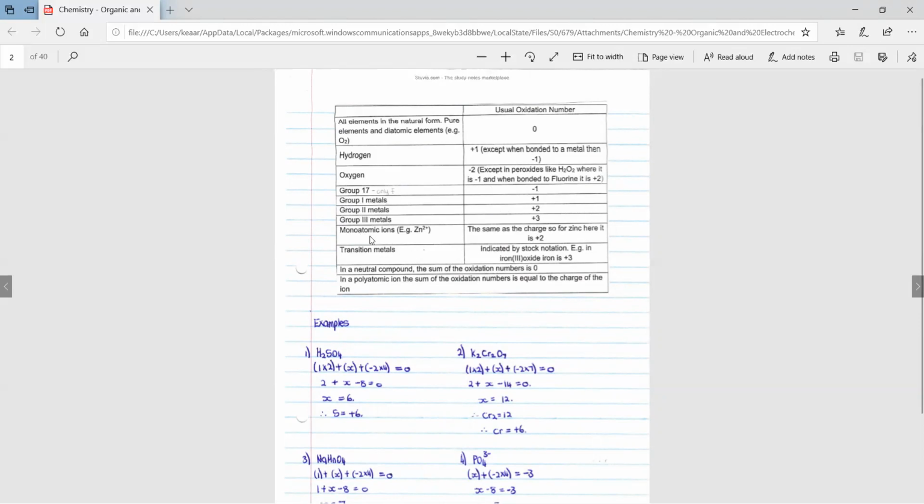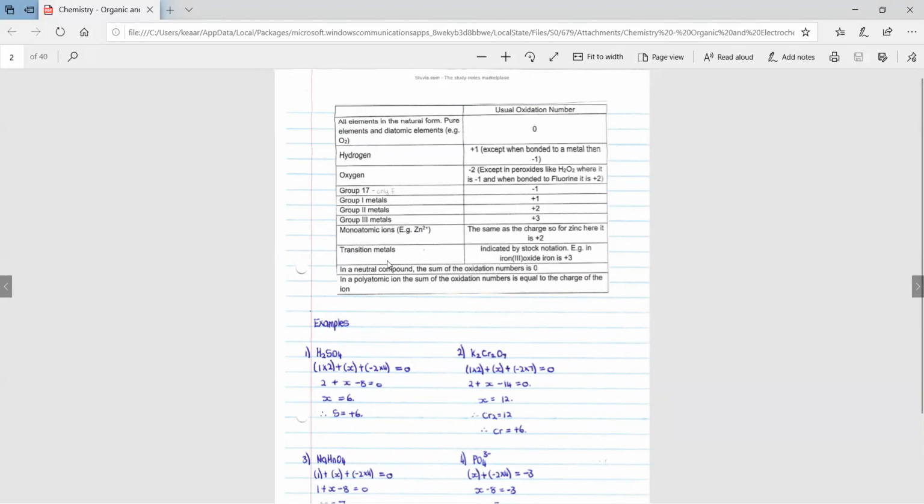Then monoatomic ions. For example, zinc 2+. This is the same as the charge. So for zinc, here it is +2. So if you have a monoatomic ion, the oxidation number is the same as the charge. So the charge is 2+, and the oxidation number is +2.